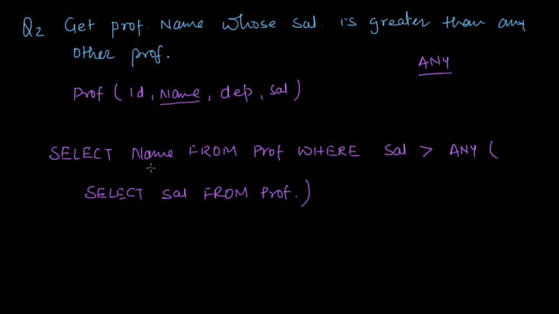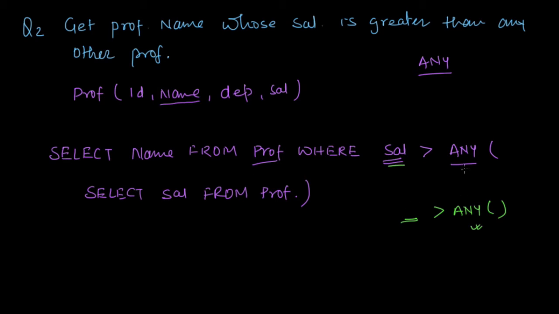So we will write select name from professor where salary is greater than any. We have already understood that when we use greater than and any function, it means that we want a value which is greater than the minimum, right? We have already understood this in the last lecture. So basically here we are looking for the same.